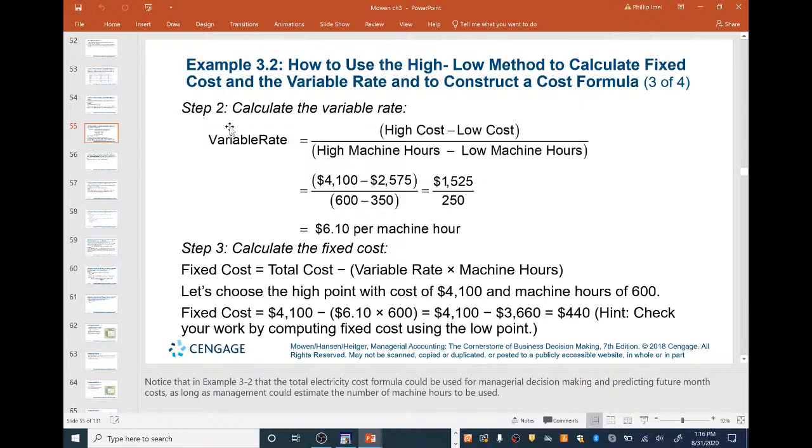Then we need to calculate the fixed cost. So we found the variable cost. Now we need to know the fixed cost. Remember, fixed cost is just total cost less variable costs. We know it's variable cost because it's the variable rate times machine hours. So all we have to do there for the fixed cost is just plug in the elements from that point as we went through on the last example. So just look at that for a second.